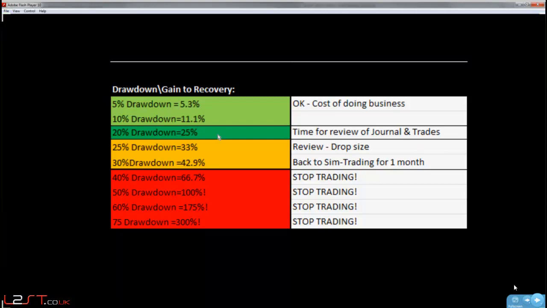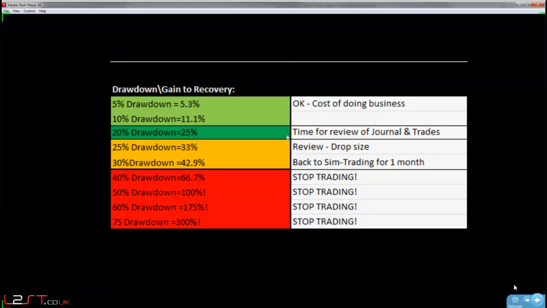A 20% drawdown is okay. Even if you get a 20% drawdown, it's about a 25% return, and you'll be able to get back to break even. But definitely a time to review your journals and trades and see where you could improve things. Maybe start looking for a coach or mentor to help you get through this phase and also overcome some of the obstacles. Okay, so that's more of a wake-up call.